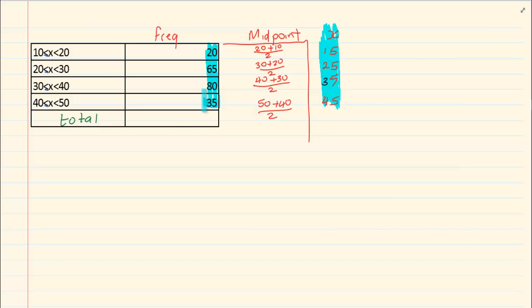Now by 15, in line with 15, you're going to press 20. Then you're going to press equal to, you're going to press 65, equal to 80, equal to 35. And once you've done all that, you're going to press AC. Then you're going to press shift 1. Then you're going to go to number 4, which says variance.